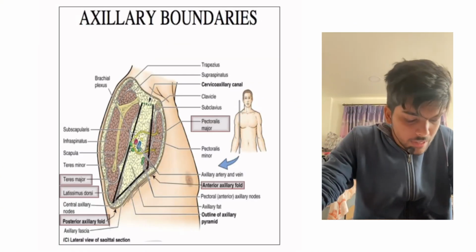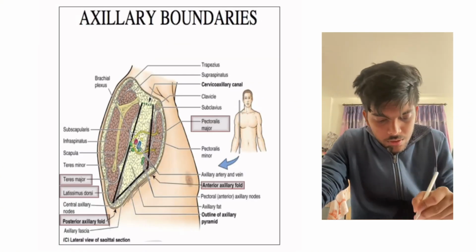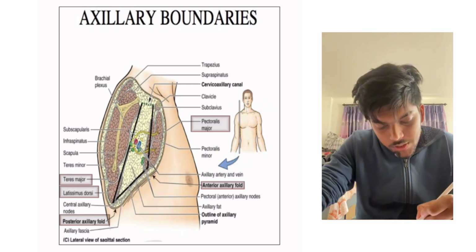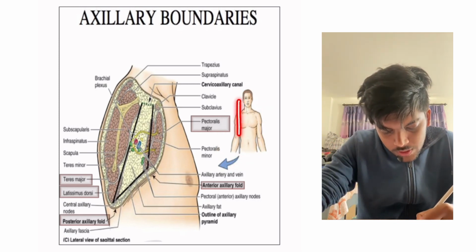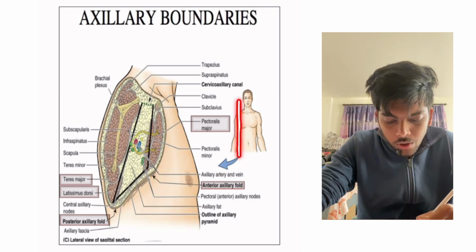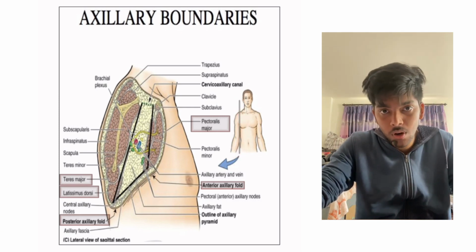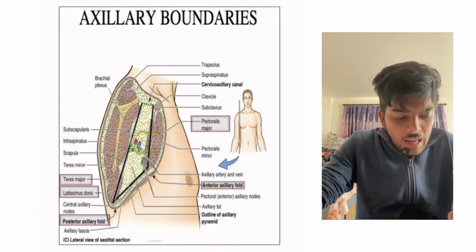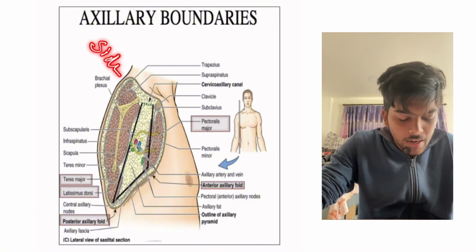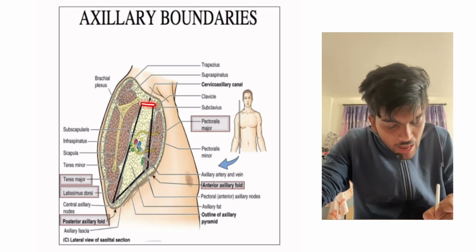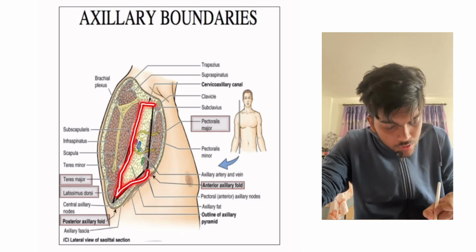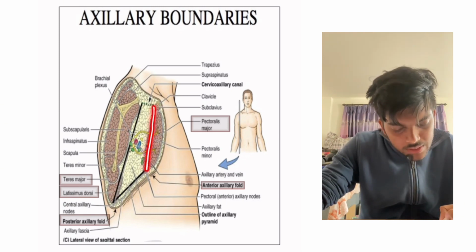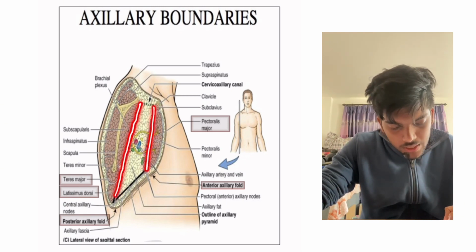What I have here is the sagittal section. So here's the human to be displayed, and then this human is cut along this line, which is the longitudinal section, which is also called the sagittal section. Then we are looking at it from the side, S-I-D-E side. Here's the axilla. This is the anterior wall of the axilla, and this is the posterior wall of the axilla.